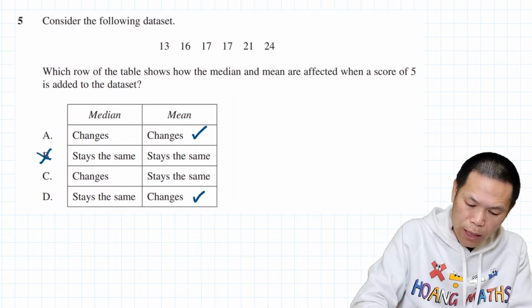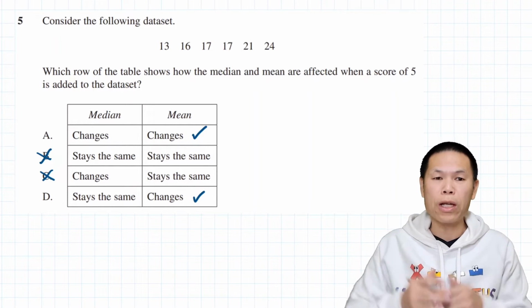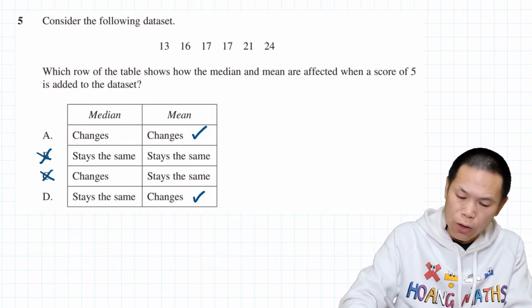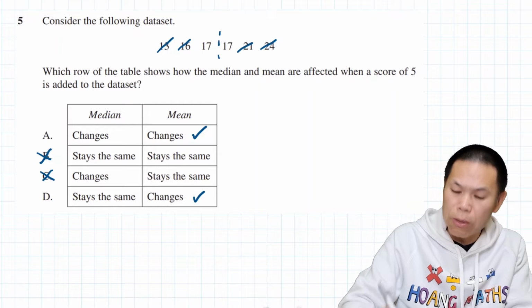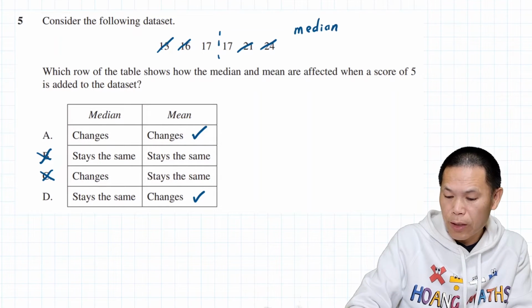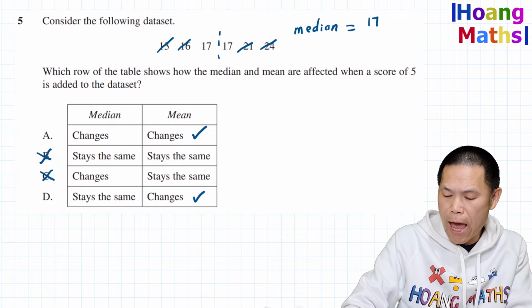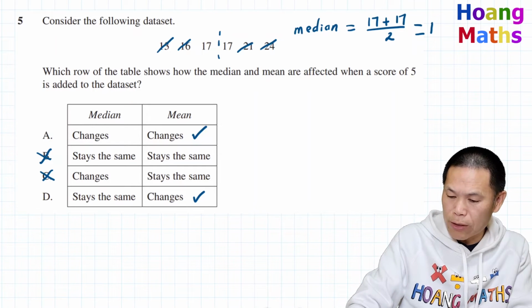So let me just cross out B and C. So that's definitely not the answer. So now let me just quickly find the median first, okay? So we have 1, 2, 1, 2. So the median is in between 17 and 7. So the median is equal to 17. We add 17 and we divide by 2. So if you put down a calculator, you should get 17 as well.